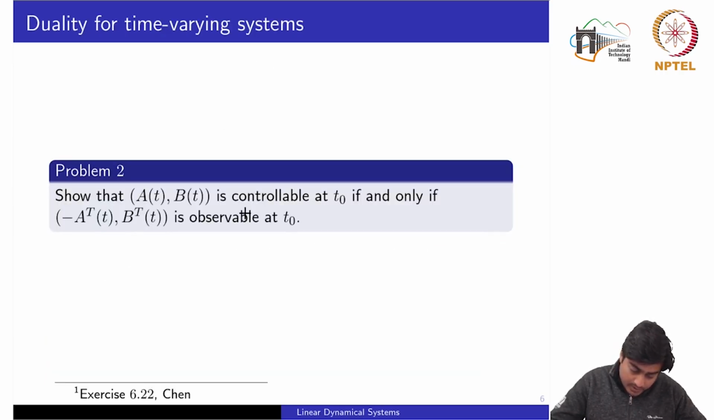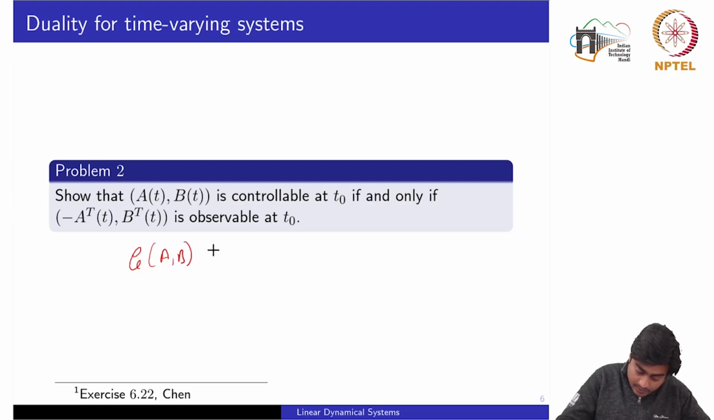The second problem discusses the duality. Given the pair A and B, which is time varying, we need to show that the controllability of this pair is equivalent to the observability of the pair which is minus A transpose and B transpose. If you recall the result for the LTI system, if A and B are time invariant, then the controllability of the pair A comma B is equivalent to the observability of the pair A transpose, B transpose.